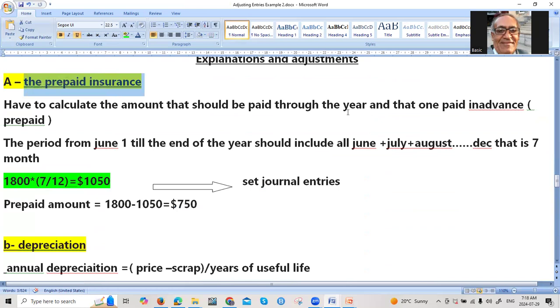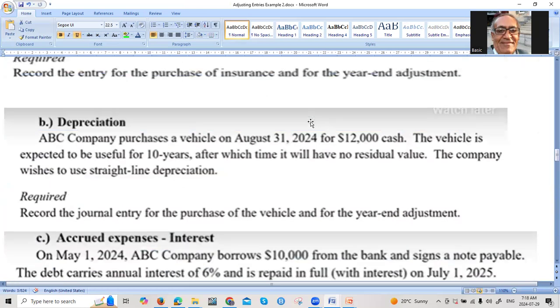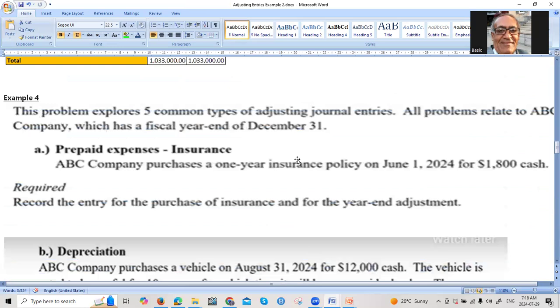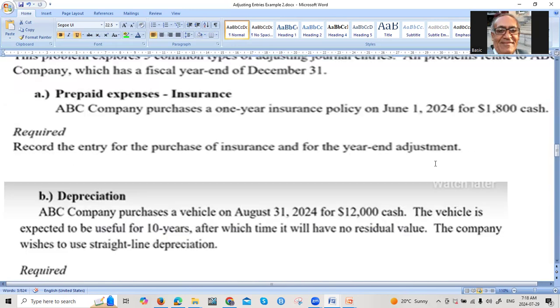Again, I say the whole contract is $1,800, and it runs from June 1, 2024 until June 1, 2025. But I don't want this. I'm now in 2024, so I'm registering for 2024. So what is the portion of the 1,800 which belongs to 2024? That's what I'm doing.